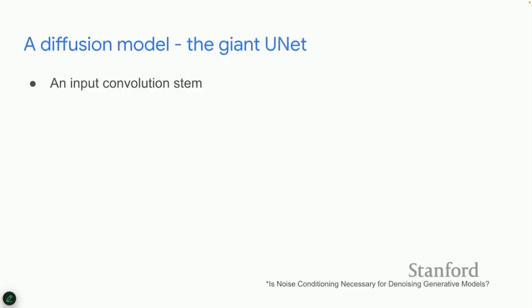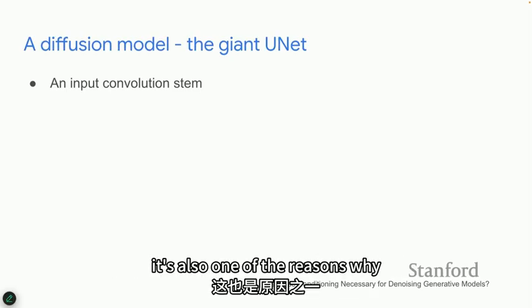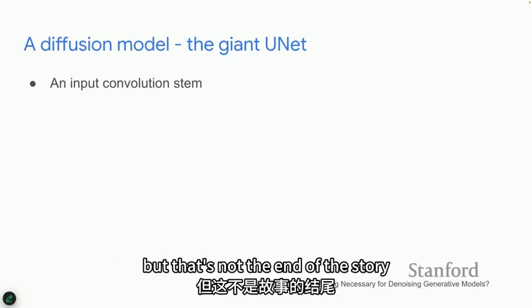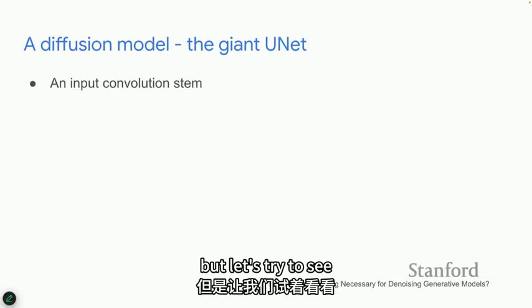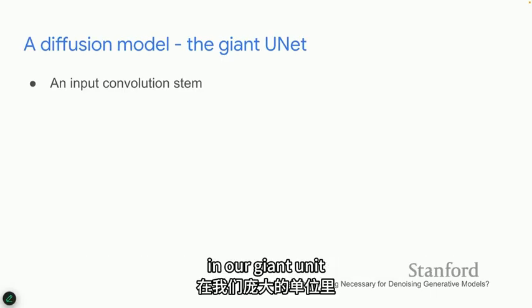So yeah. And of course, the UNet for diffusion, it's giant. It's also one of the reasons why you would want to probably get rid of it, but that's not the end of the story. But let's try to see what are the different components that are involved in our giant UNet.